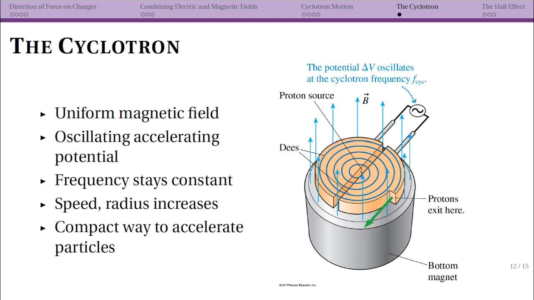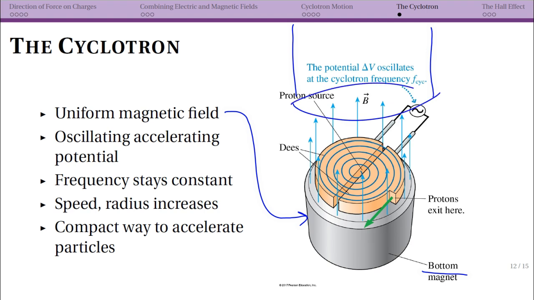So the idea is that we have a couple of pieces here. We have a uniform magnetic field, and that is coming from two magnets. Note that this is the bottom magnet. There's a top magnet too, but you basically don't see that. So there is a top magnet, there's a bottom magnet, and between them you get roughly a uniform magnetic field.